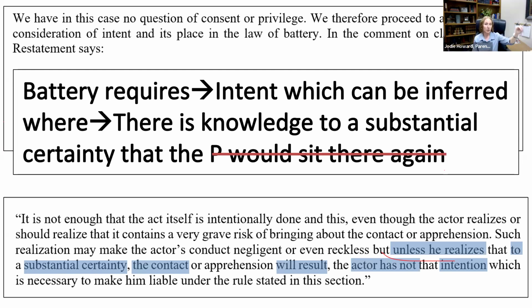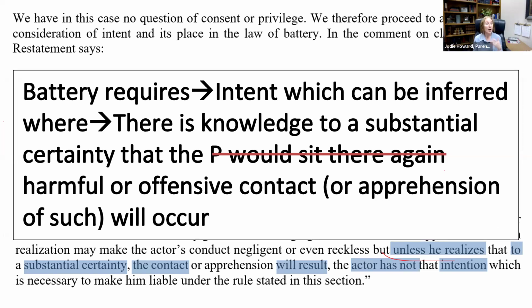We can say battery requires a specific kind of intent. That type of intent can be inferred if we can establish knowledge to substantial certainty that what? Sorry, I cut somebody off. Yes, that the defendant knew his action would cause harm. Okay. Knowledge to substantial certainty that their action would cause harm. That's one way we could word it, right? It's cause harm, or it could even be offensive contact, right? That they knew to a substantial certainty that their act would cause harmful or even just offensive contact.